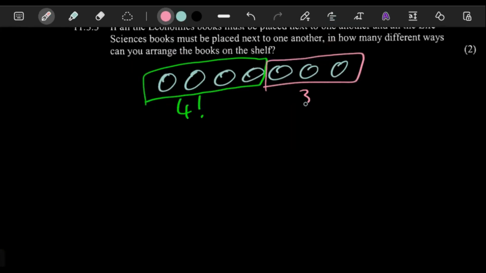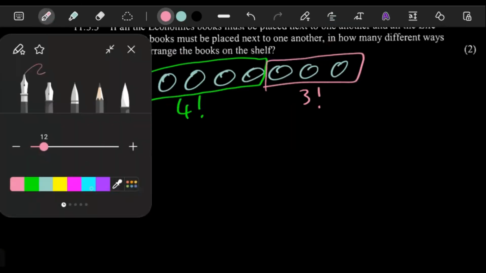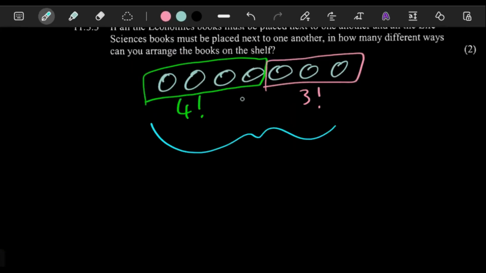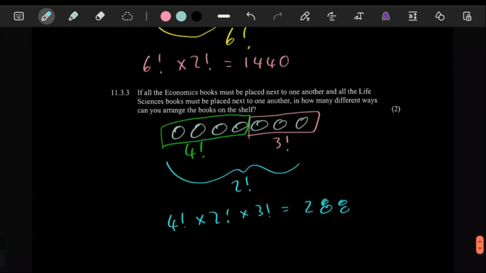The 3 can be sorted in 3 factorial ways. And then the 2 groups, 1, 2, can be sorted in 2 factorial ways. So these are the total number of arrangements. You see? So that in your calculator, that's what it gives you. 288. There we go. That's the way we like it. Nothing crazy, nothing major. We are all good. We are all happy. So that's that for this paper.